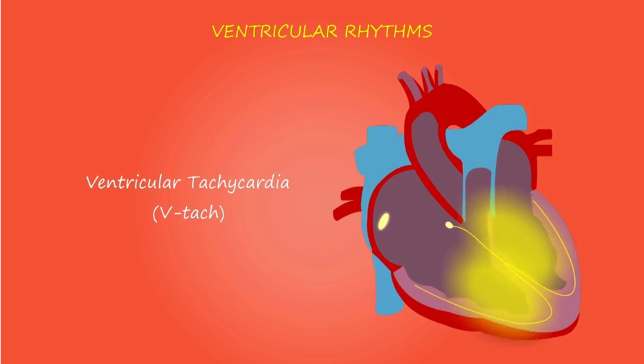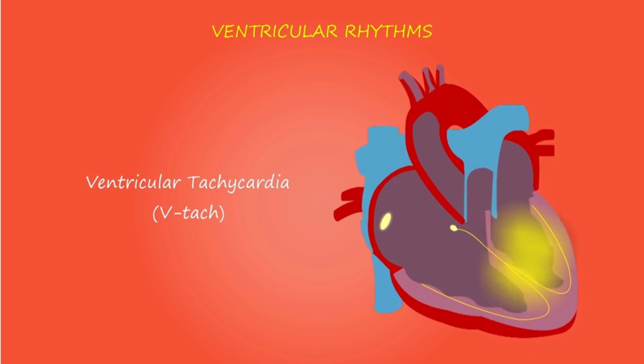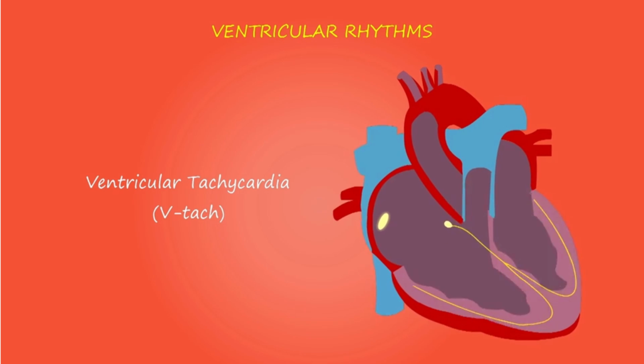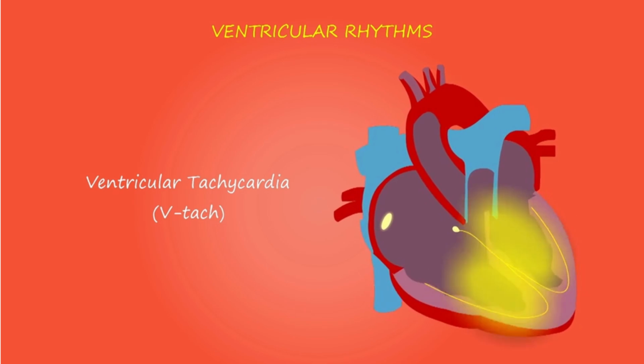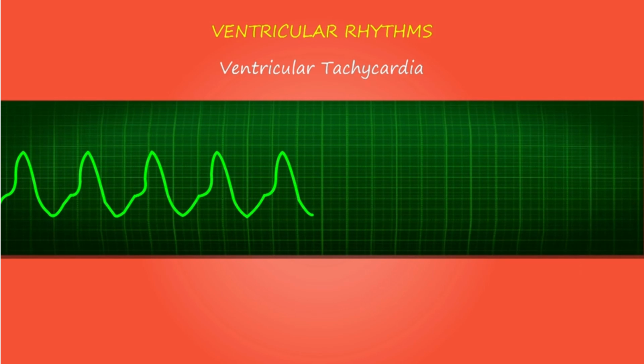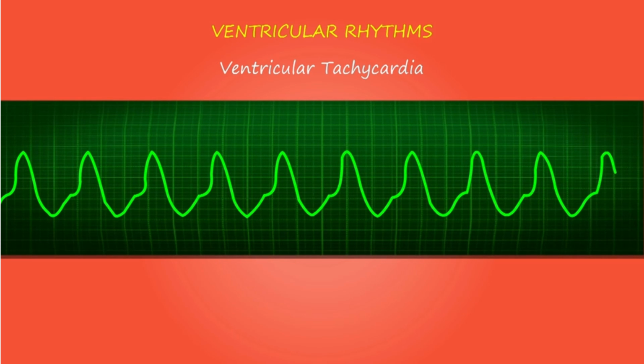Now it has gone to fast rate. The initial part you can call as slow VT or idioventricular rhythm. This is a representation of ventricular tachycardia on the ECG, and the wide QRS complexes can be seen.